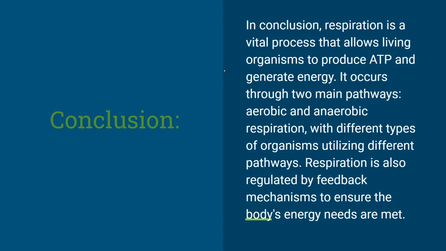So the conclusion here. In conclusion, respiration is a vital process that allows living organisms to produce ATP and generate energy. It occurs through two main pathways, aerobic and anaerobic respiration, with different types of organisms utilizing different pathways. Respiration is also regulated by feedback mechanism to ensure the body's energy needs are met.